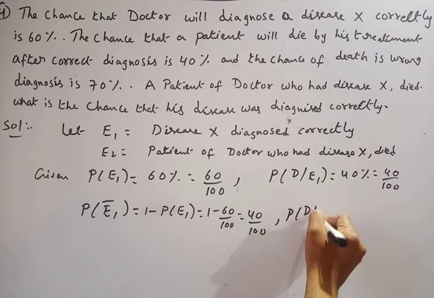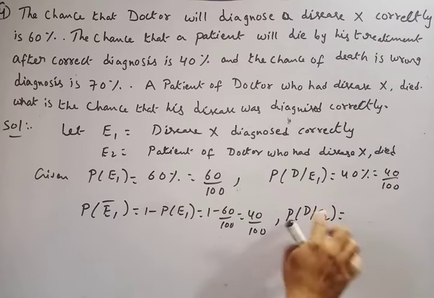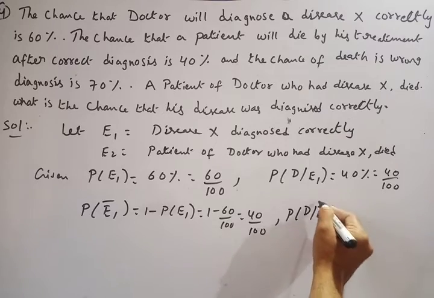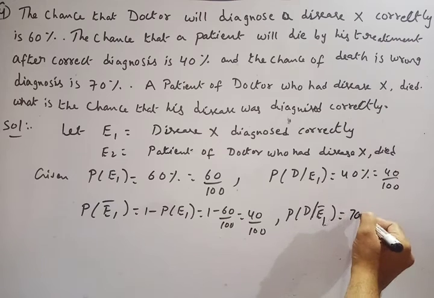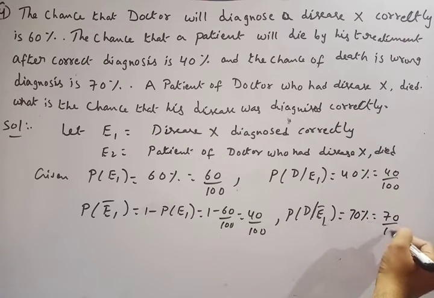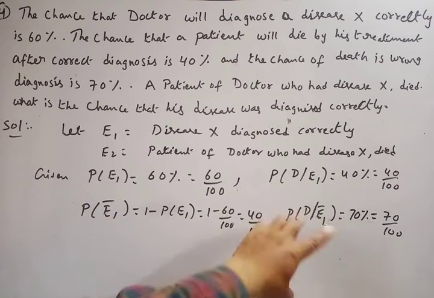So P of D by E1 bar you take. P of D by E1 bar, how much does he say? 70%. That is 70 by 100. That means after wrong diagnosis, then death.